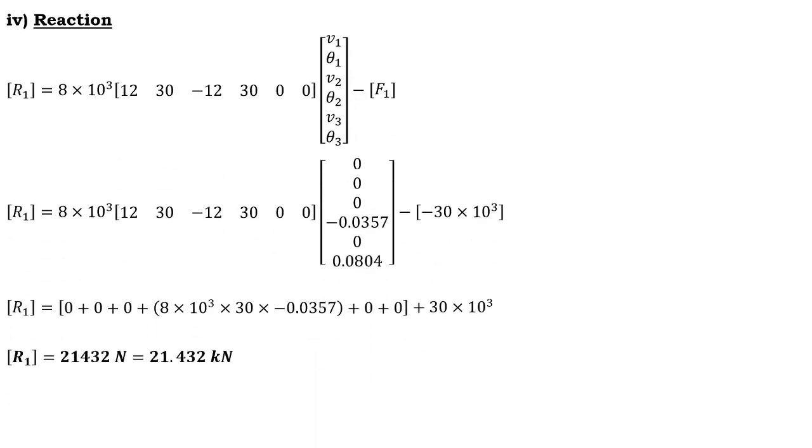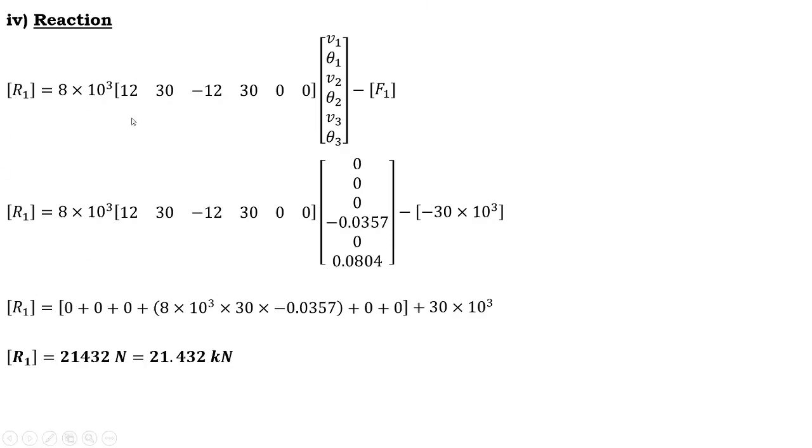Then finally he has asked you to calculate the reaction. So I have totally 3 vertical reactions and 1 moment reaction. So totally 4 reactions, because if you remember in the elimination method we have eliminated the 4 rows. Therefore we are going to get the 4 reactions, that is 3 vertical reactions and 1 moment reaction. First eliminated row, if you consider, you will get 1 vertical reaction which is there at node number 1. So that is what I have done here.